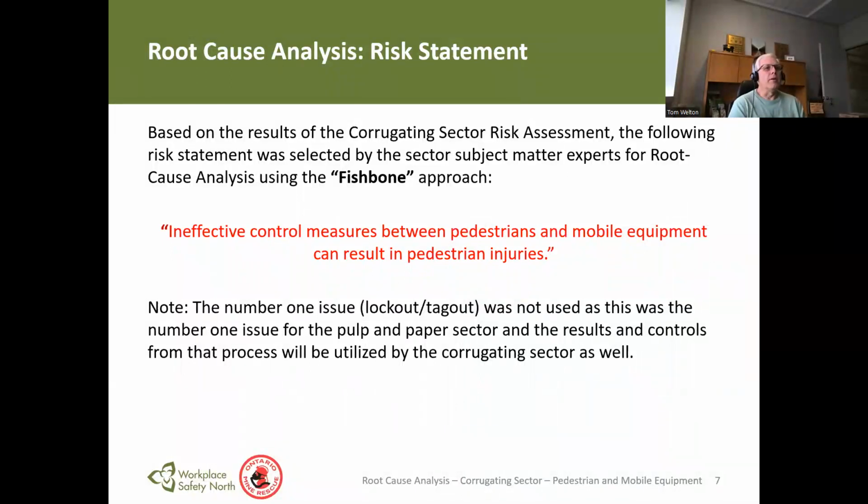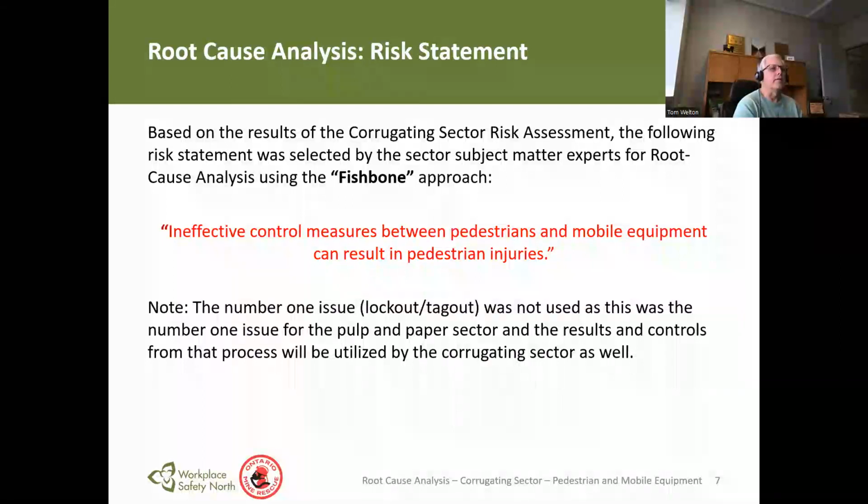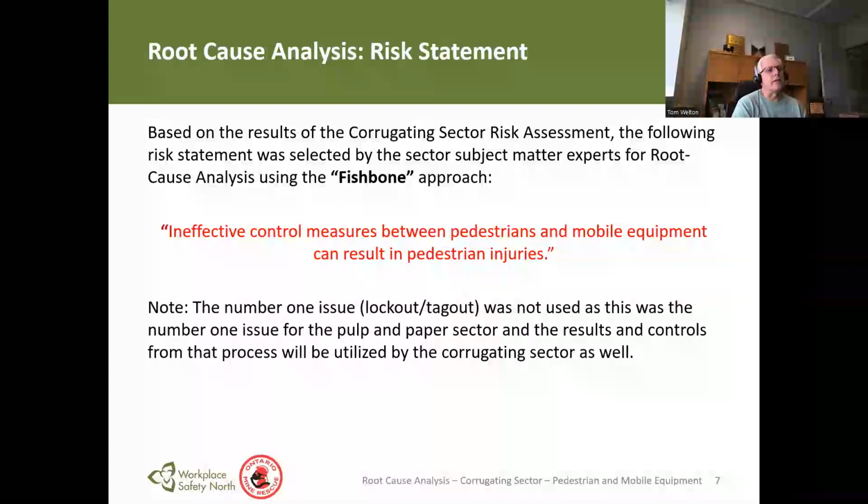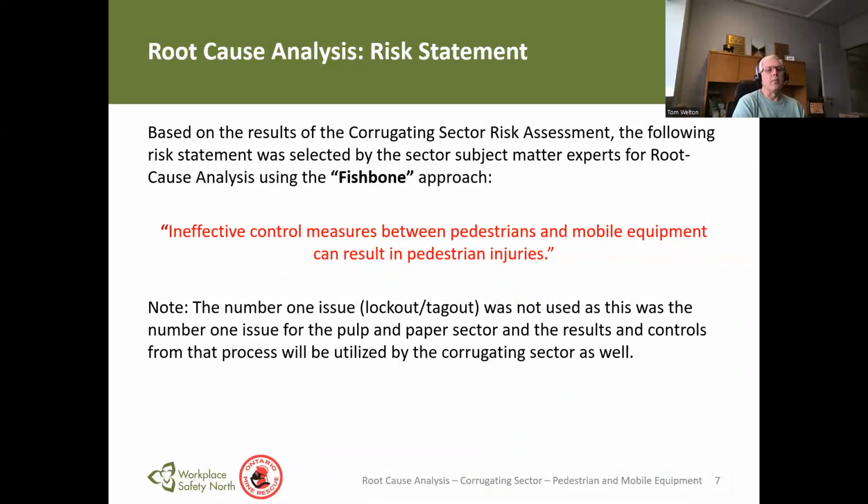What we came up with, and part of our process through the risk assessment and root cause analysis, is to identify a risk statement. It's really our North Star that we work towards, and something we keep referring back to during the root cause analysis to ensure we stay on point and we continue to provide causal factors that are associated specifically with this risk statement.